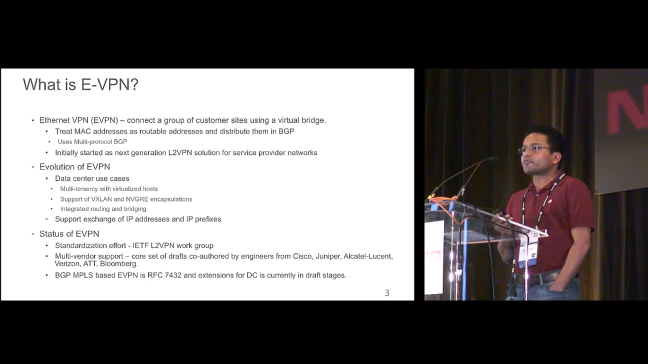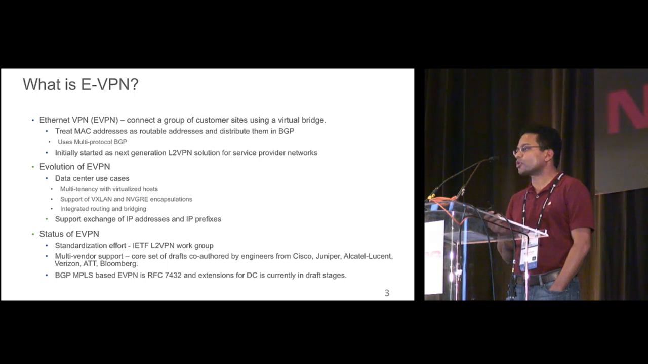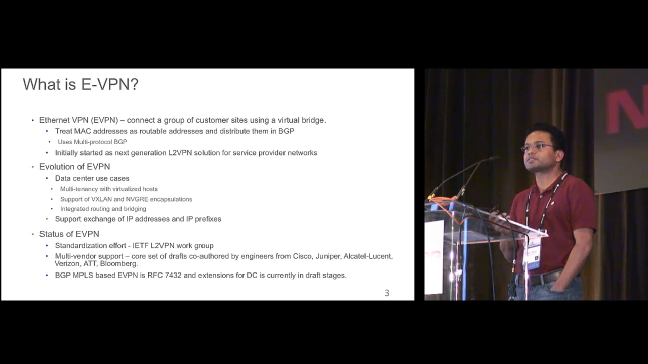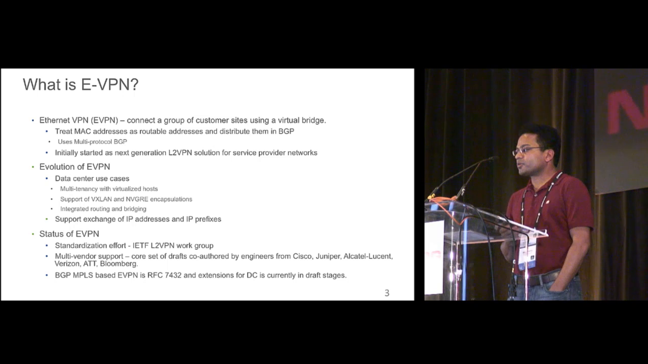The current status of EVPN is, there's a standardization effort going on in the IETF L2VPN work group. There's multi-vendor and network operator support, who are co-authors of the EVPN MPLS RFC as well as the EVPN VXLAN drafts. So BGP MPLS based EVPN is RFC 7432, and the extensions for EVPN into the data center are currently in the draft stages.